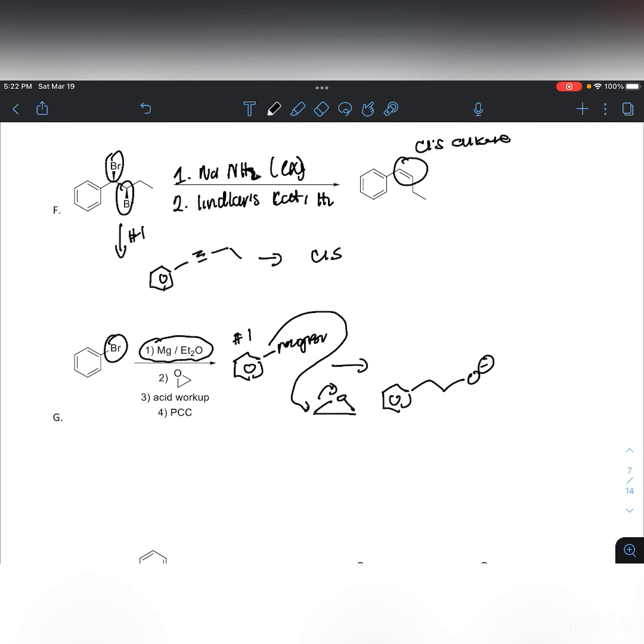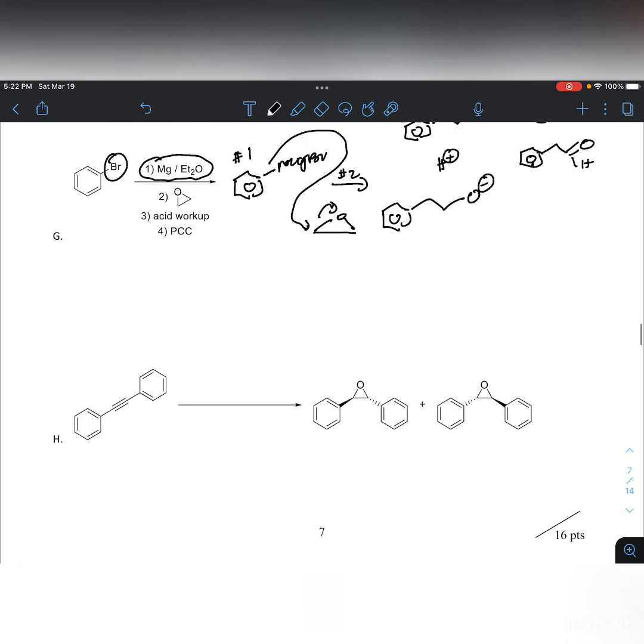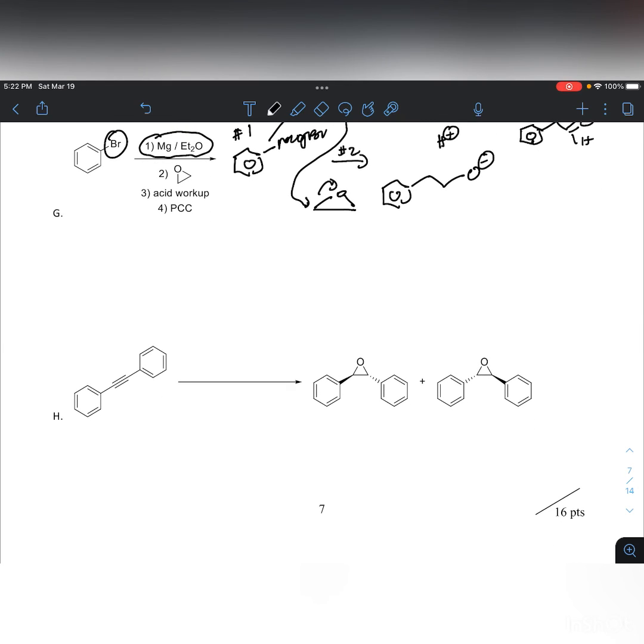And then last bit, we're just going to do an acidic workup with a source of proton. So all of this is step number 2. This will give us this intermediate right here. And then for 4, we're going to do a PCC oxidation. So that should turn this alcohol to an aldehyde. And that's the product for G. And then let's move on to H, which would be the last problem.